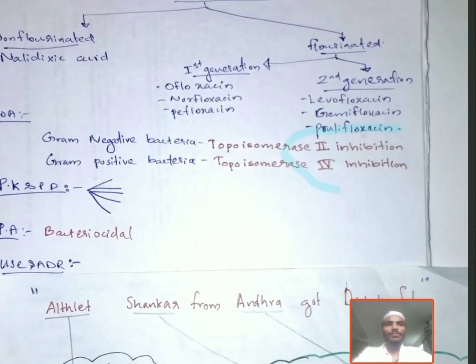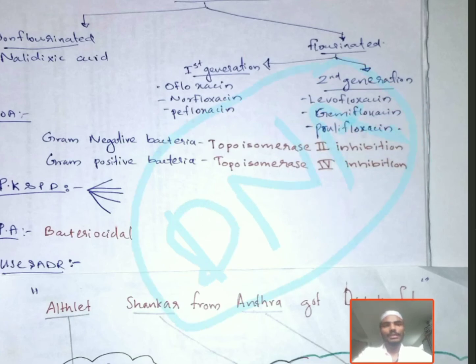By the inhibition of these enzymes, they inhibit DNA synthesis. This DNA synthesis inhibition produces a bactericidal action, which is the pharmacological action of fluoroquinolones.